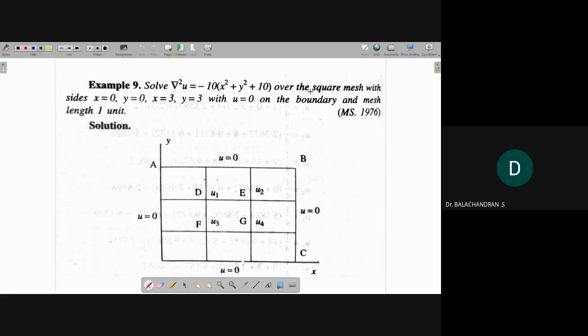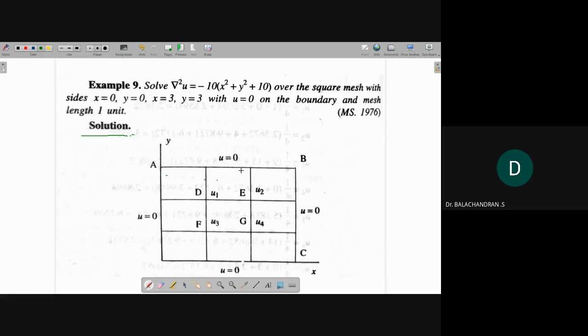with the sides x equal to 0, which means the y axis, and y equal to 0, which means the x axis, and this is the line x equal to 3, and this is the line y equal to 3. So you should draw the diagram here with u equal to 0 on the boundary. So here u value 0, here u value 0, all the boundary it is 0.